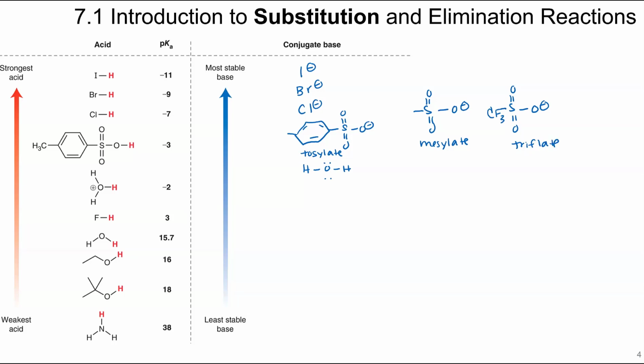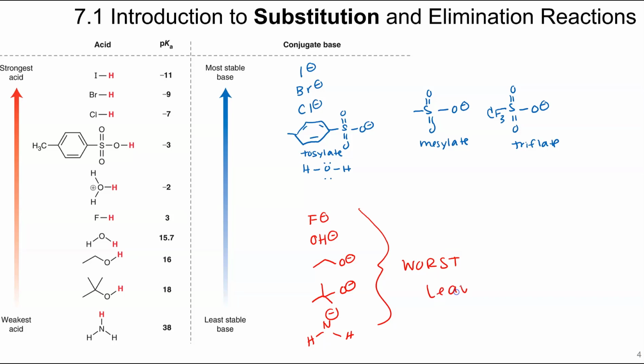The bad leaving groups are ones that cannot stabilize the charge very well. Bad leaving groups are F-, OH-, ethoxide, tert-butoxide, and NH2-. Even though these atoms are electronegative, they really can't stabilize the charge that well, especially compared to larger electronegative atoms. So these are the worst leaving groups. And these are the best.